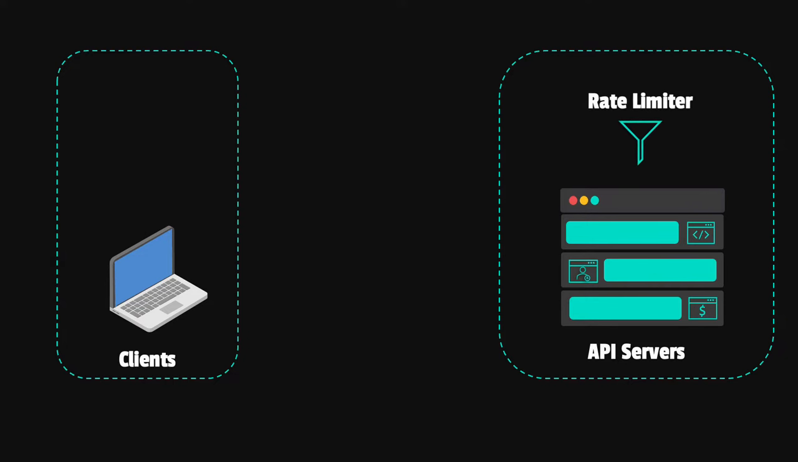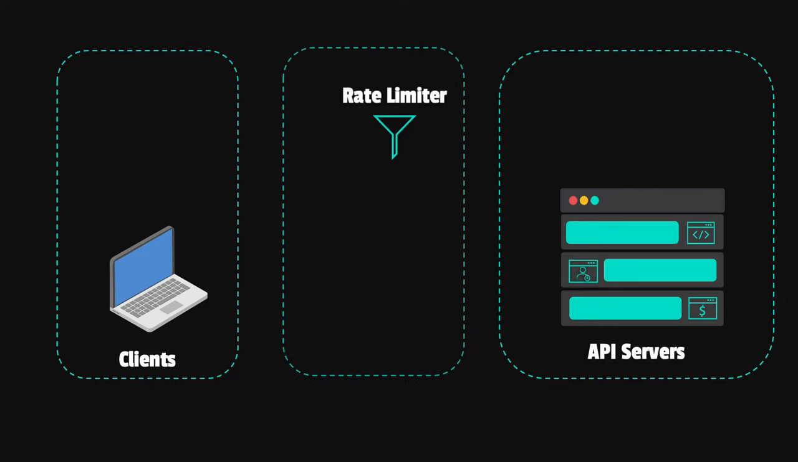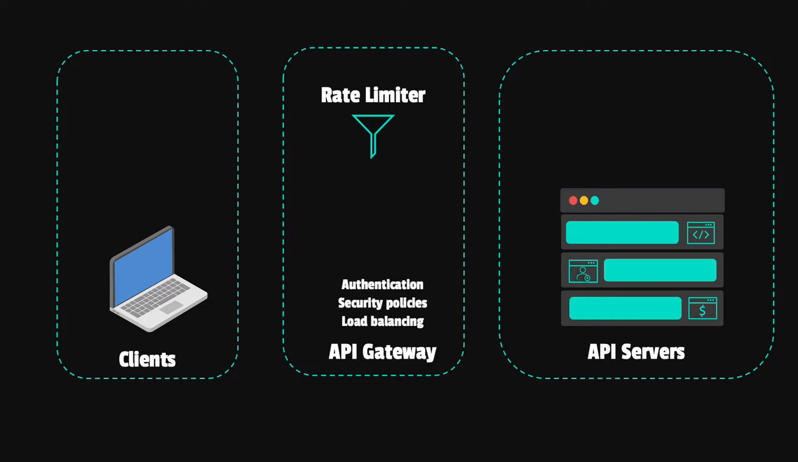Then, we can place the rate limiter on the servers that also contain the application that we provide. In general, this is a better approach. Furthermore, if we have a microservice architecture, then it's more natural to have the rate limiter as a separate service that sits between the clients and the services. Here, it's most common to place the rate limiter within an API gateway service that also provides other functions like authentication, load balancing, or enforcing security policies.